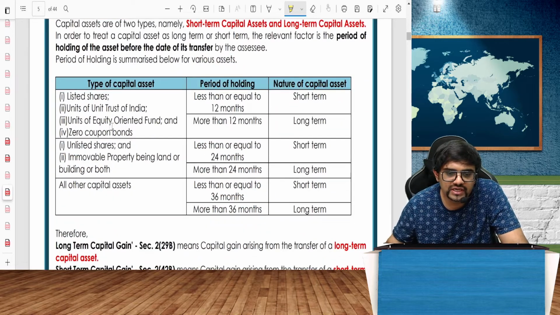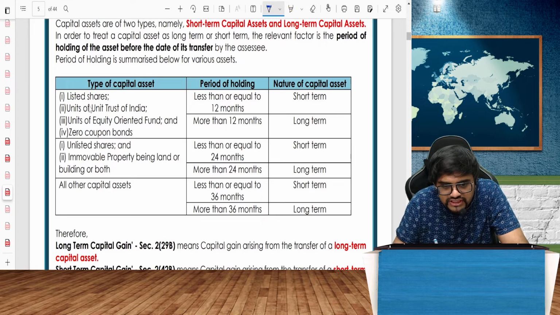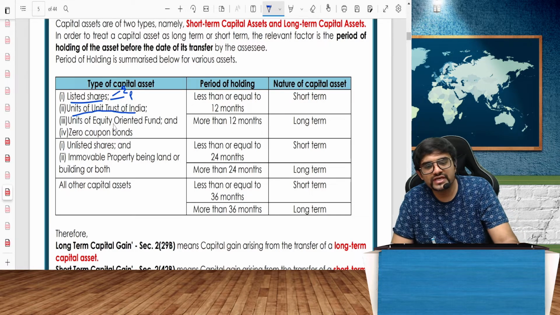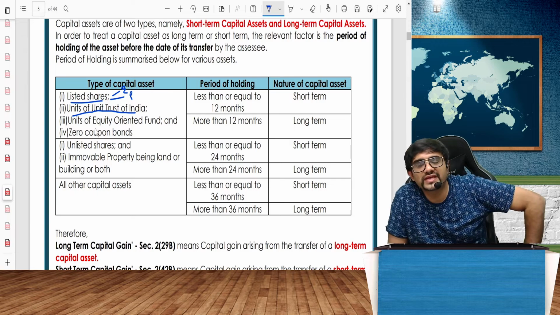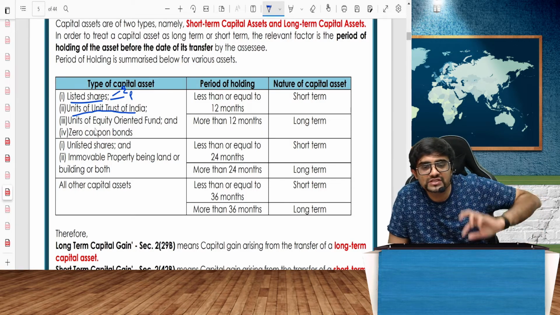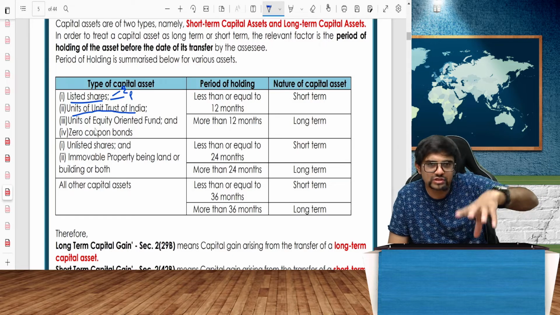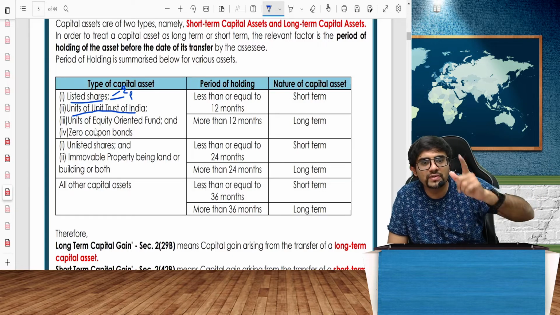Very simple. This chart will help us. One is listed shares. Listed shares can be equity shares, preference shares, units of Unit Trust of India, UTI. UTI in the year 2002, after the Ketan Parekh scam, split into two things. One is administrator, one more is specified company. Both they can ask in the exam. Always remember units of UTI.